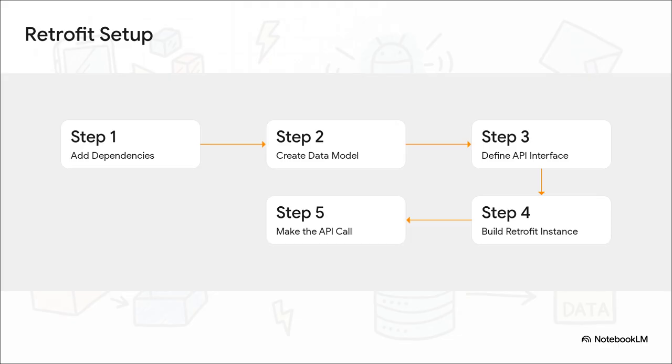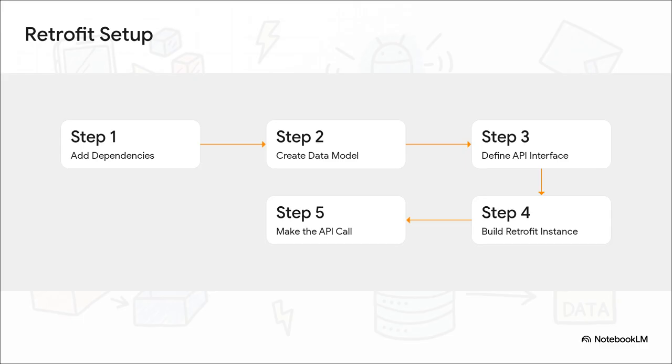Step 1, you add your dependencies. Simple enough. Step 2, create your data model. That's just a little class that mirrors the JSON you're expecting. Step 3 is the big one we're going to focus on, defining the API interface. Then you build your Retrofit instance. You usually only need one for the whole app, and finally, you make the call.